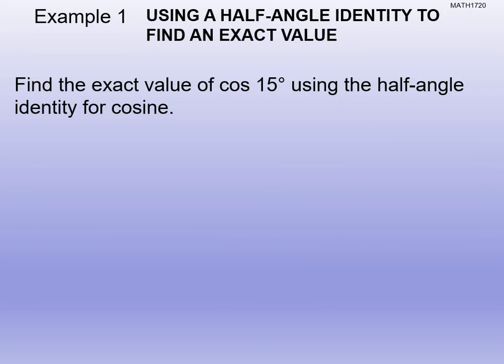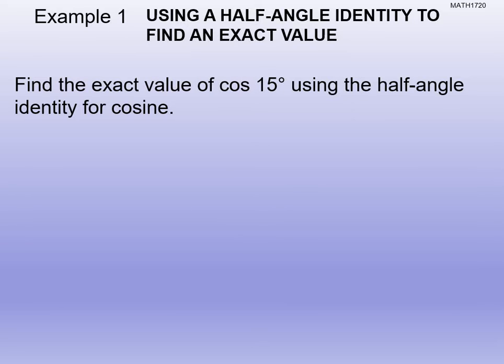All right, so let's go ahead and get into this. Let's do an example here. We want to find the exact value of cosine of 15 degrees using the half angle identity for cosine. Normally I can't give you a nice triangle for cosine of 15 degrees. There's not a nice 15, 75, 90 trig ratio that you can use in this.